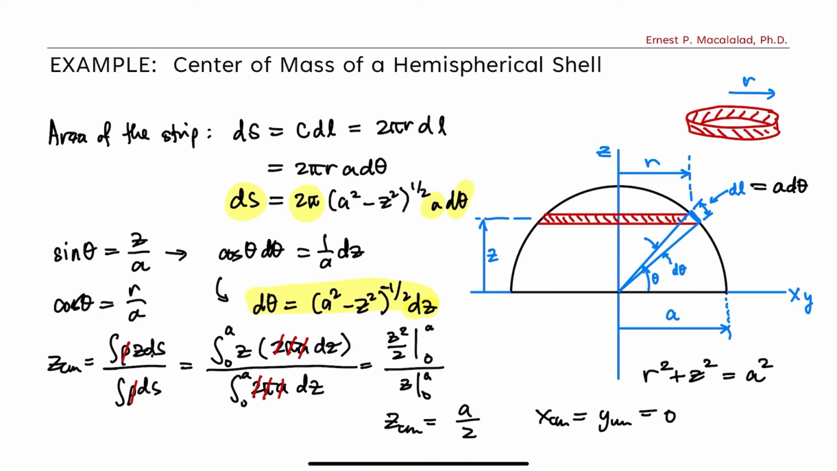So that's it. That's the center of mass of your hemispherical shell. If you locate it here, it should be somewhere at the middle of the z-axis from 0 to a, so somewhere here. This is your center of mass. That's the center of mass of the hemispherical shell, wherein the x and y components are equal to 0, and the z component is at a over 2.